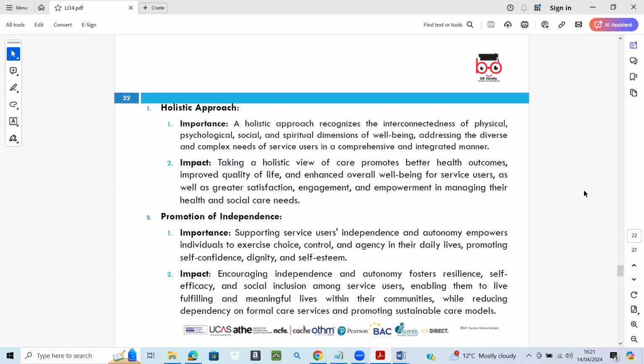And the possible impacts could be, when we encourage independence, it not only fosters resilience and self-efficacy, but also promotes social inclusion, allowing individuals to lead fulfilling lives within their communities. The impact is that this reduces their dependency on formal care services, which can lead to more sustainable care models and a reduced burden on the healthcare system. So these could be the impacts.